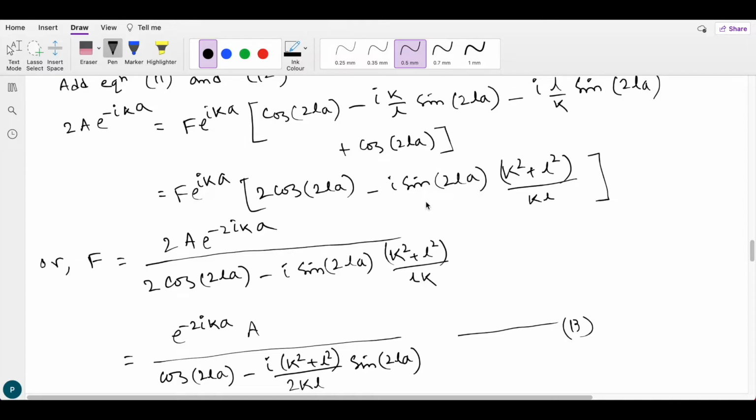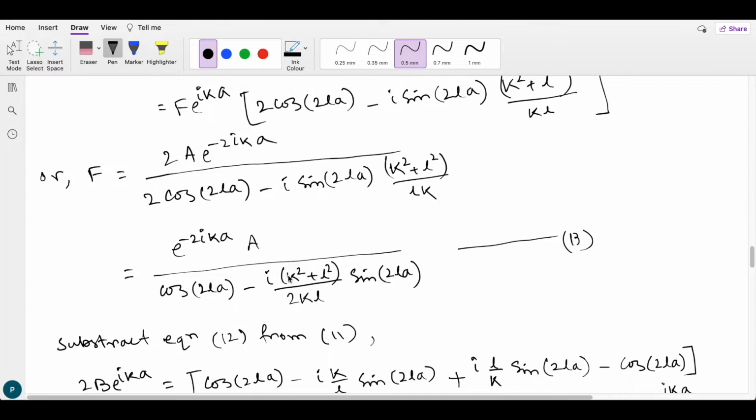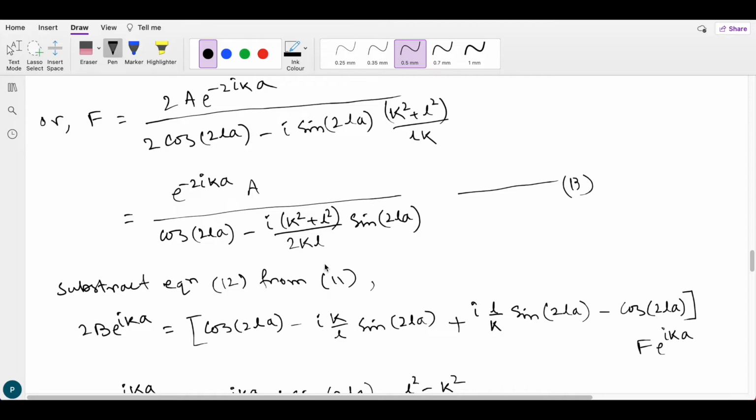Now we want to derive an expression for F in terms of A. So just take the coefficient of F on the right hand side of the equation to the left hand side of the equation, and we get this equation 13 after simplification. This is very simple. Just take 2 common from the denominator and cancel from the numerator. You get this equation 13.